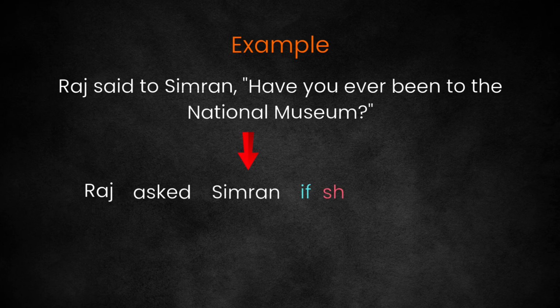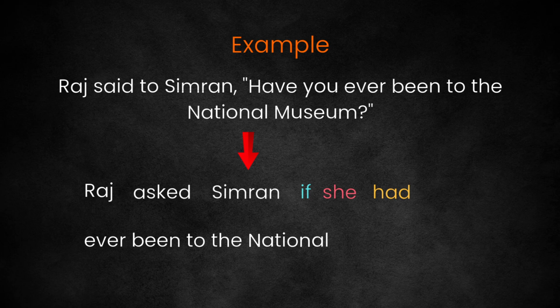The pronoun you changes to she to match the subject Simran. The verb have changes to had to shift the tense back. The rest of the sentence, ever been to the National Museum, remains the same. So, the indirect speech would be Raj asked Simran if she had ever been to the National Museum.